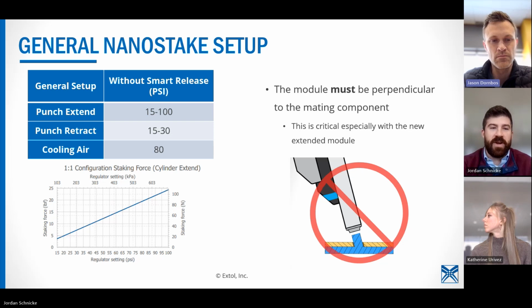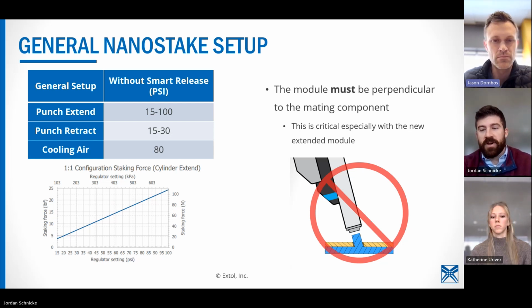Cooling air, again, is something that can be played with a little bit. Ultimately, it's going to come down to, do you want to have a longer or faster cycle time? The more air you're able to push through this module, the cooler it's going to cool down. So if it's not 80 PSI, it's just going to take longer to reach that set point.